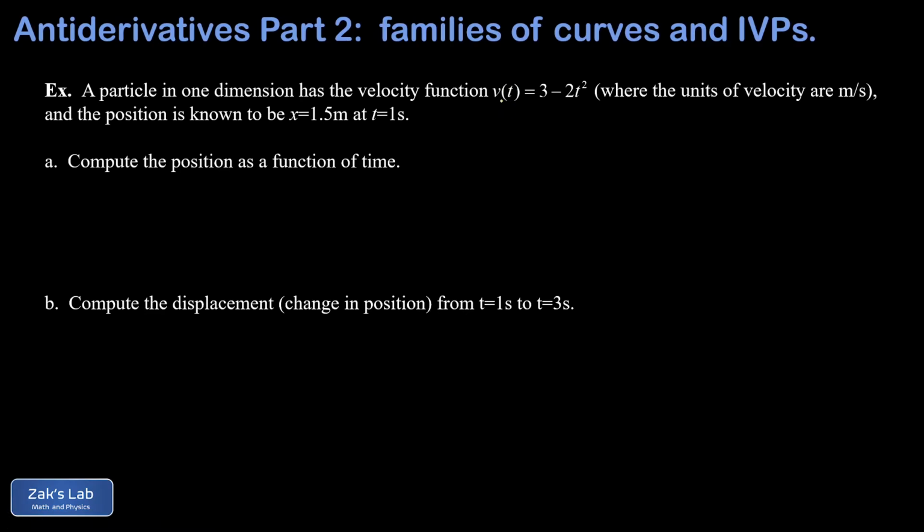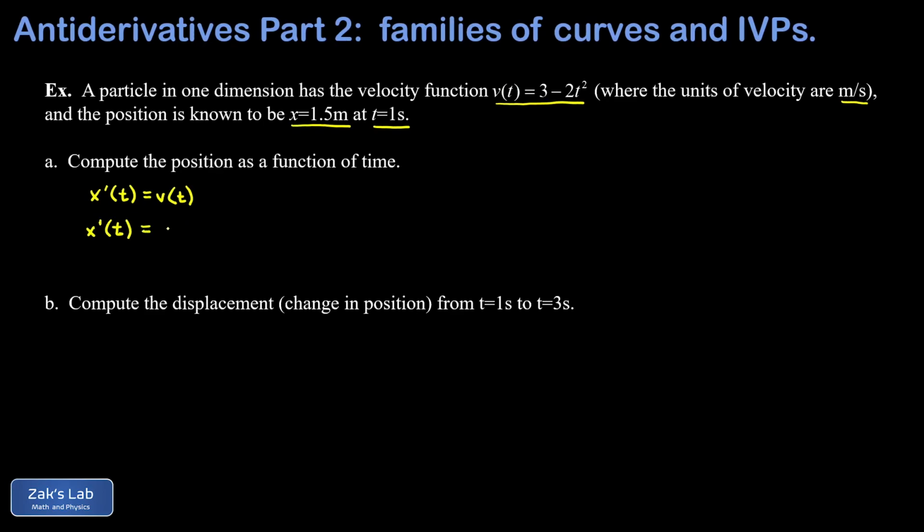So we have the velocity function 3 minus 2t squared for v of t, and we have an initial position of 1.5 meters when t is equal to 1 second. And we're noting here the units of velocity are meters per second. So we're doing everything with distance units of meters and time units of seconds. And the key to the problem is to remember that the velocity is the time derivative of the position function. And if we plug in that velocity function, we realize we're looking at a first order ordinary differential equation.